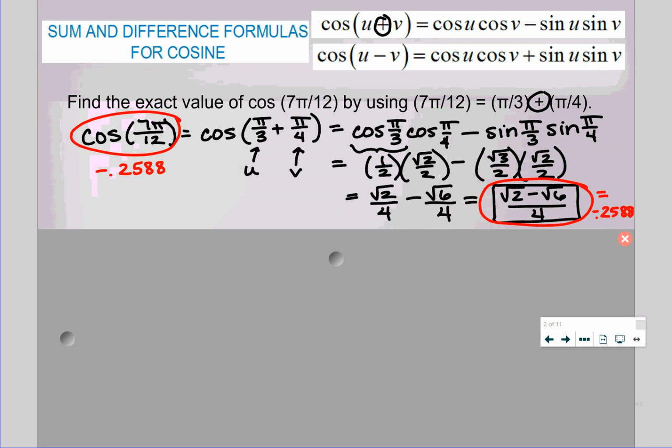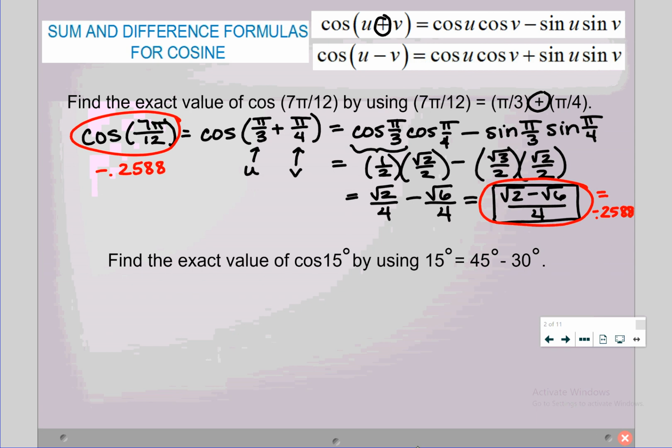Okay, let's try another one. Find the exact value of cosine of 15 degrees by using the fact that 15 is 45 minus 30. So cosine 15 is the same as 45 degrees minus 30 degrees. That's our u, and that's our v.